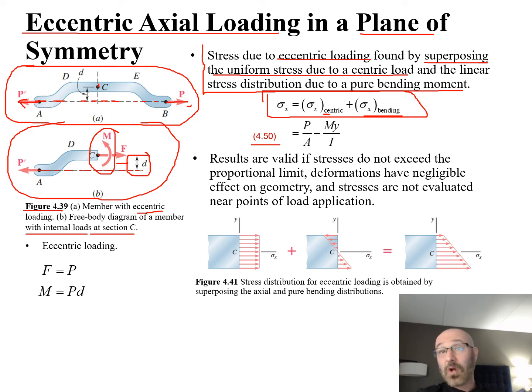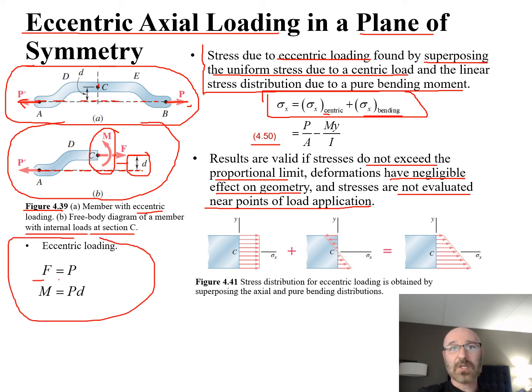Now, a thing to note, these results are only going to be valid if the stresses do not exceed the proportional limit. These deformations are going to have negligible effects on the geometry, and stresses are not evaluated near points of the load application. So you can see our relationships down here for eccentric loading. So our F is equal to P. Going back up here, this F in our free body diagram is equal to our P, and we could do this out with our equilibrium equations to prove this to ourselves. And we could also see that our moment M is equal to our P, because P is equal to F, times this perpendicular distance d. So again, this is for our eccentric loading to get these values for our M and our F from our free body diagram.